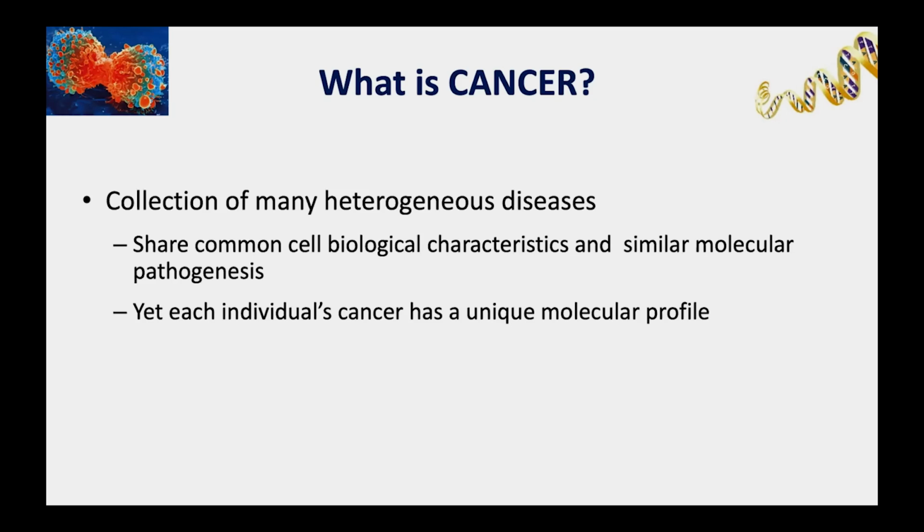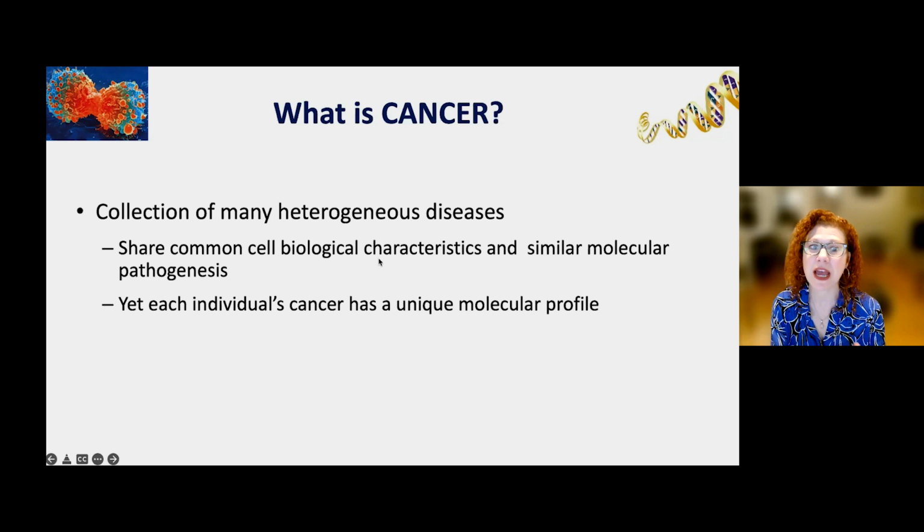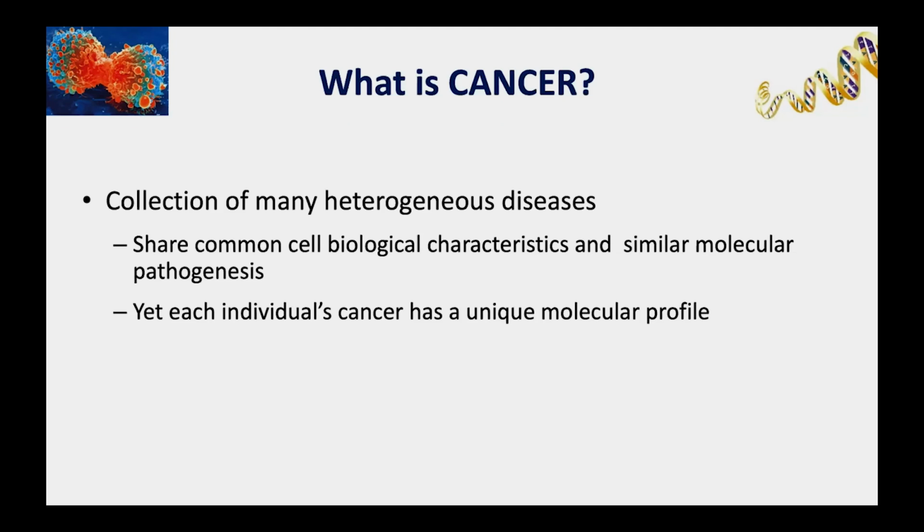So theoretically, there can be as many tumor types as cell types in the body. And there are around 200 different histologic cell types that have been identified in humans. So theoretically, there are 200 different types of cancer. So all these types of cancer share some common cell biological characteristics. At the cellular level, they have some similar characteristics and they share a similar pathogenesis, or a mechanism of actually developing into a cancer cell.